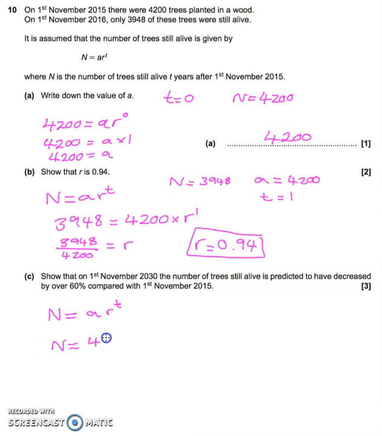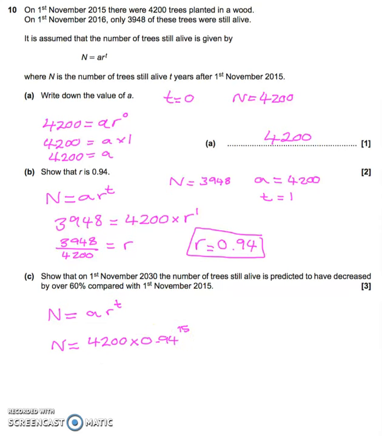So 4,200 multiplied by 0.94, and then we know that the difference between the years now, because we've got 2030 and 2015, is 15 years. So we're going to put to the power of 15. Compound depreciation question is what this is.